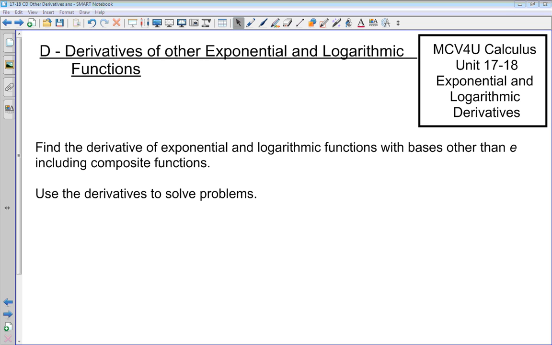So we've looked at how to do the derivatives of exponential functions that have base e and logarithmic functions that have base e. So now we're going to take a look at how you find the derivative of exponential and logarithmic functions when your base is some number other than e, including if we have to use the chain rule for composite functions, or if we have to combine them with other derivative rules. So let's take a look at logarithmic functions first.